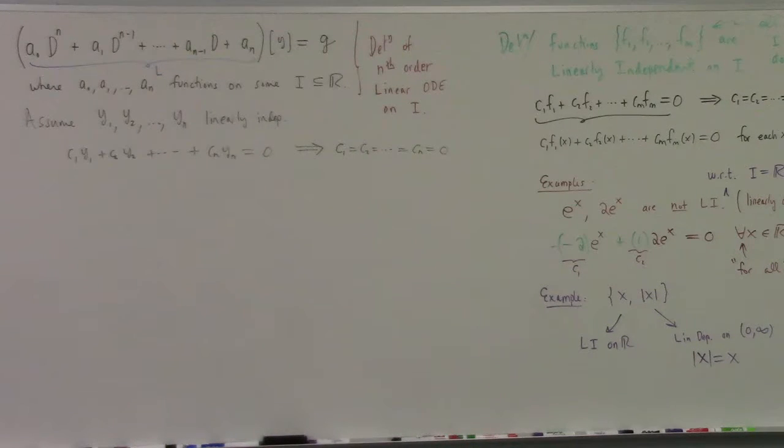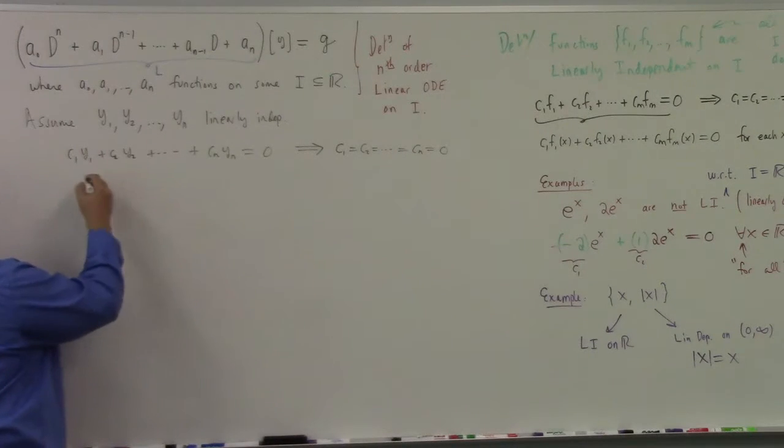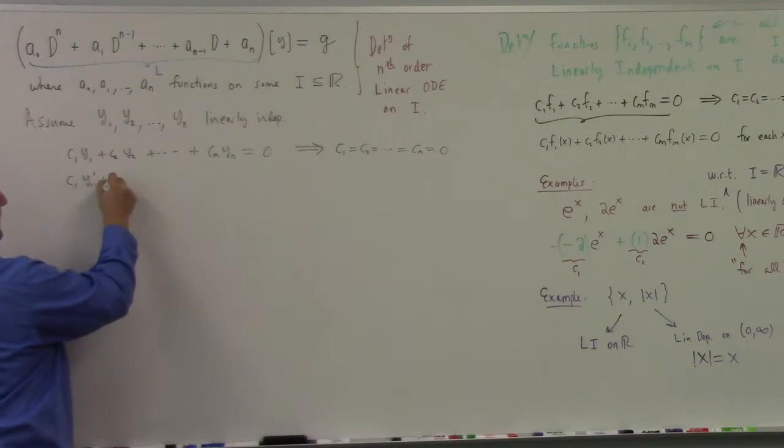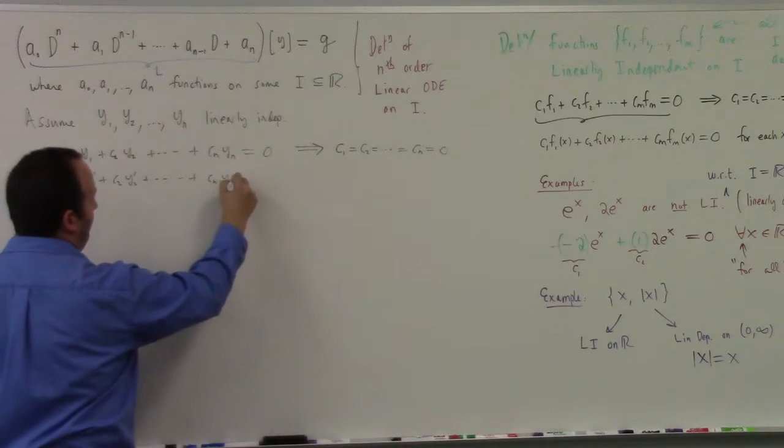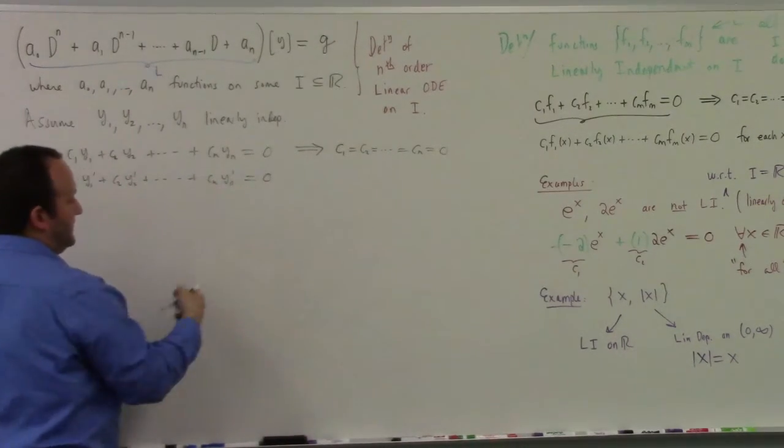But it's really nice. It's more than just that, right? We're going to assume that this holds for all x in some interval. And also we're going to assume that these functions are at least n minus 1 times differentiable, okay? Suppose that. That means we can differentiate this equation. You guys like differentiating, right? So differentiate this equation, what does it give you? c1y1 prime plus c2y2 prime plus plus cnyn prime equals, well, derivative of 0, still 0.